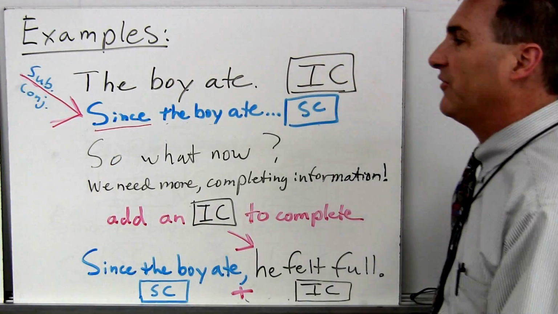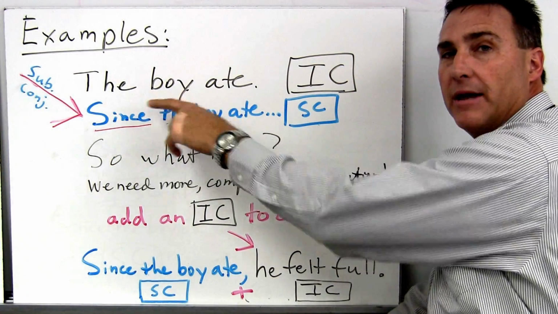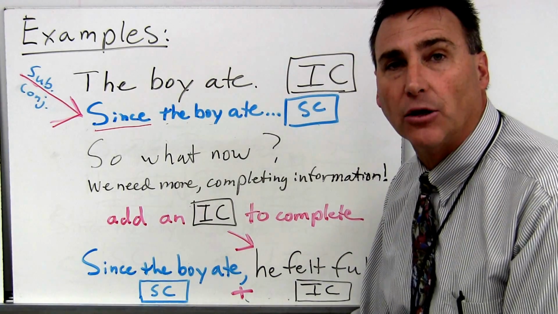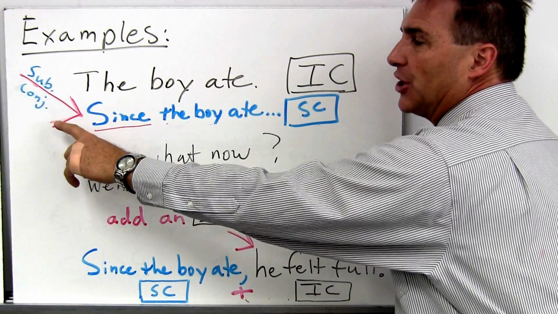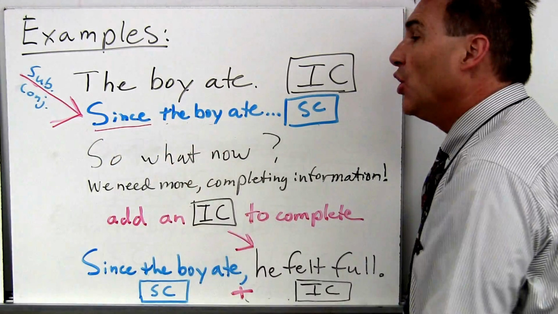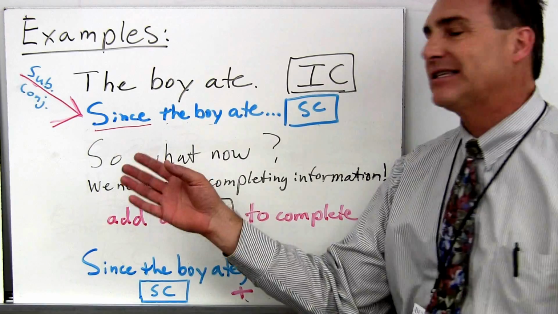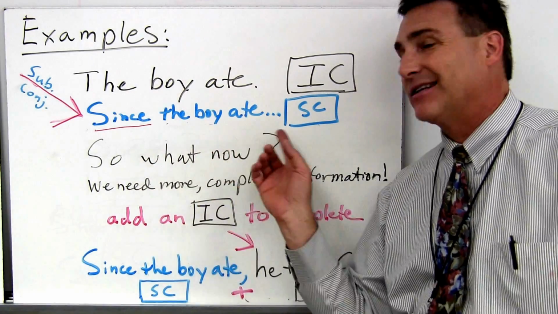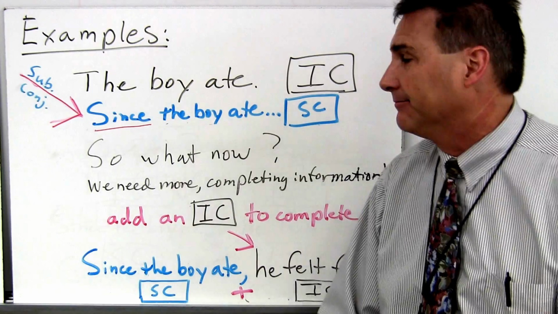So here are some example sentences using them. Here's an independent clause. The boy ate. It's a sentence. It can stand alone. It's an independent clause. But if we add a subordinating conjunction, in this case, since, we instantly make it a subordinate clause. Notice that since the boy ate, it demands more information. It's not complete. You've got to say more than just that.